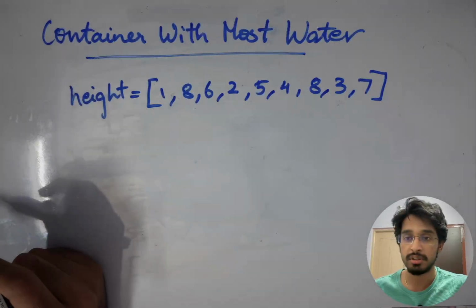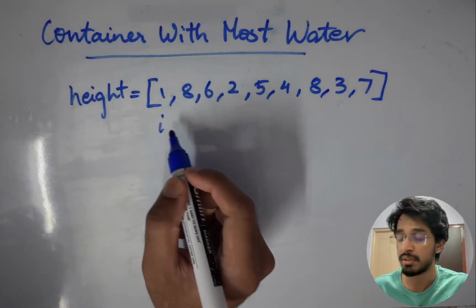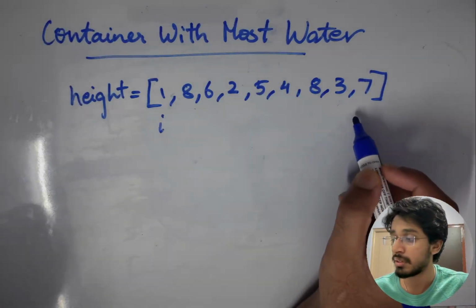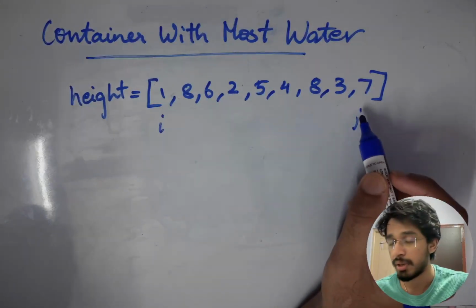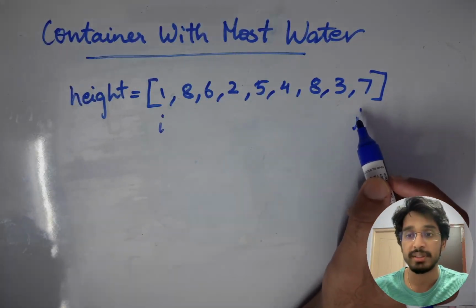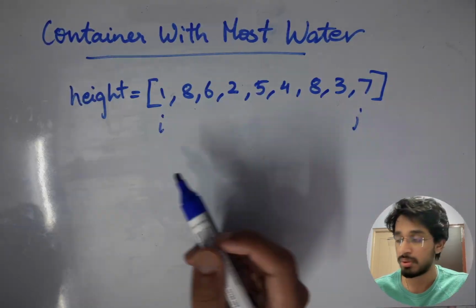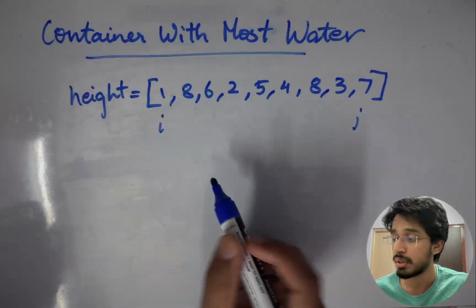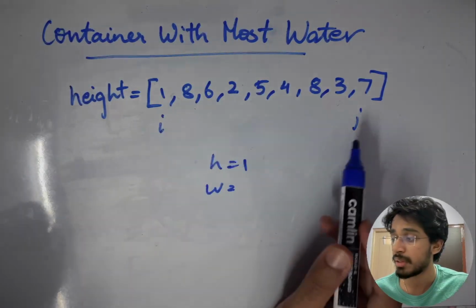So here comes the two pointer approach to the rescue. What we do is set the initial pointer i pointing at the first element, and another pointer, let's say j, pointing at the last element within the heights array. Here we just keep doing the same thing as we did in the brute force. So we calculate the height. The height is the minimum value from i and j. So here the height is 1, and what is the width? The width is j minus i.